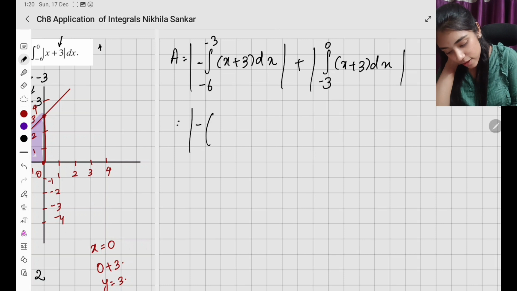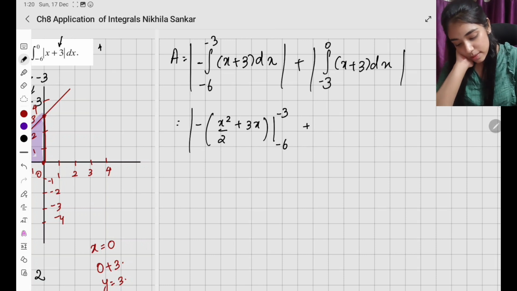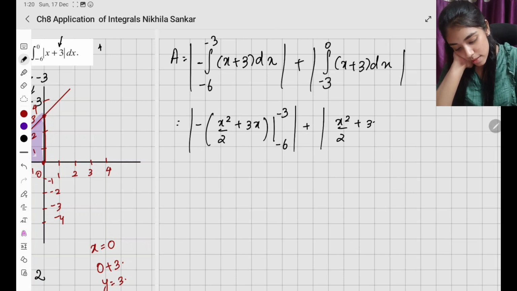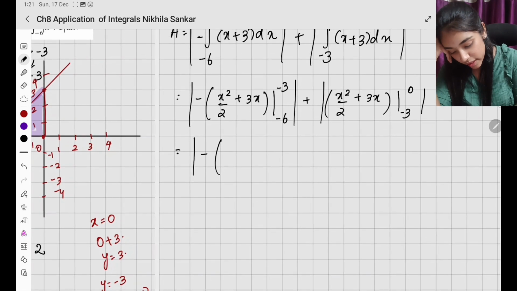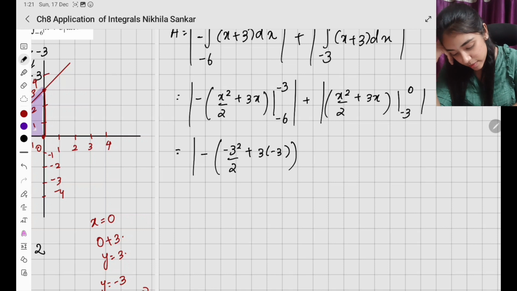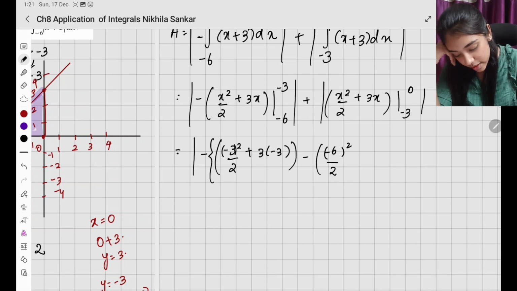And I have minus of the bracket x square divided by 2 plus 3x, with limits minus 6 to minus 3, plus this is inside absolute value. Again, the other absolute value is going to be x square by 2 plus 3x and the limits are minus 3 to 0. When I substitute the values, I have minus of, now substitute the upper limit: minus 3 square divided by 2 plus 3 into minus 3. So this is my first term, minus the lower limit, which is minus 6 the whole square divided by 2 plus 3 times minus 6.